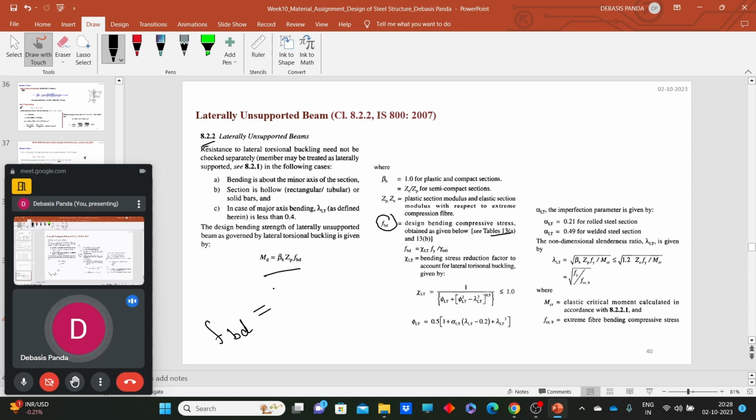is equal to chi_LT into fy by gamma_m0. Now this will vary for different beams. For a simply supported beam, we can have the chi_LT value, or more specifically, we can calculate the value of chi_LT using the formula 1 by [phi_LT + (phi_LT squared minus lambda_LT squared) to the power half], and this value is always less than 1.